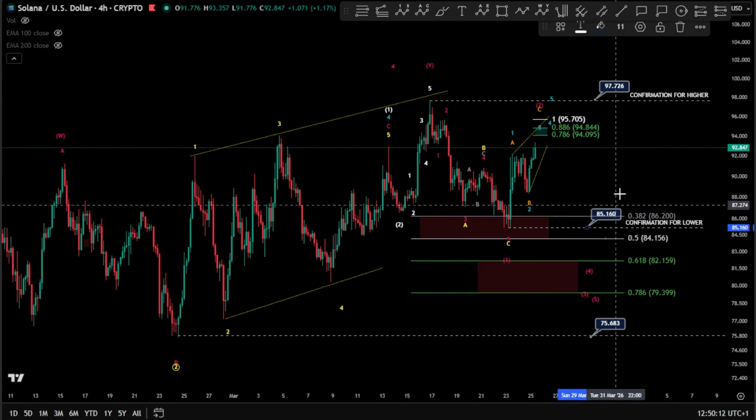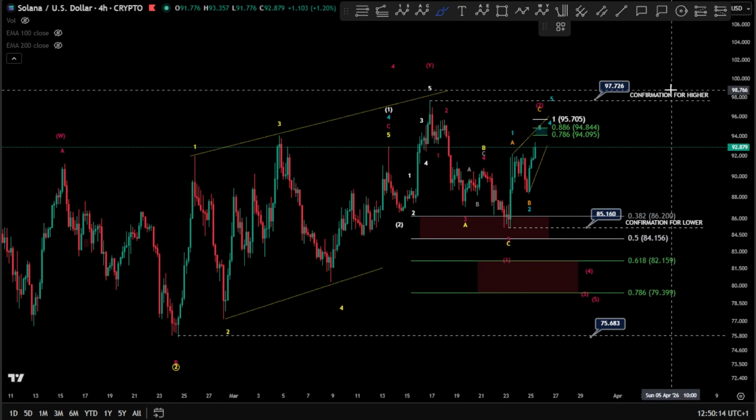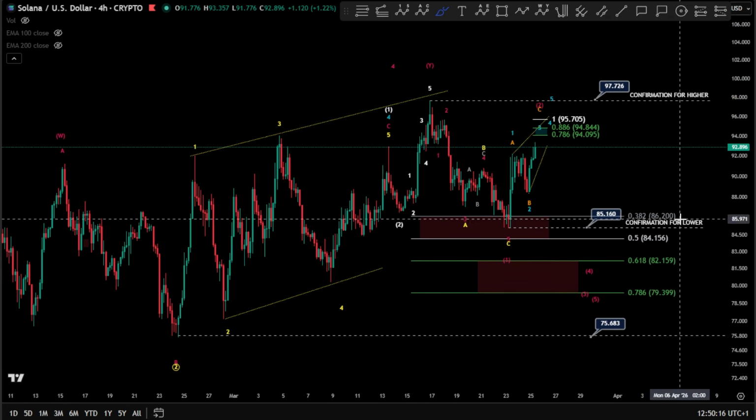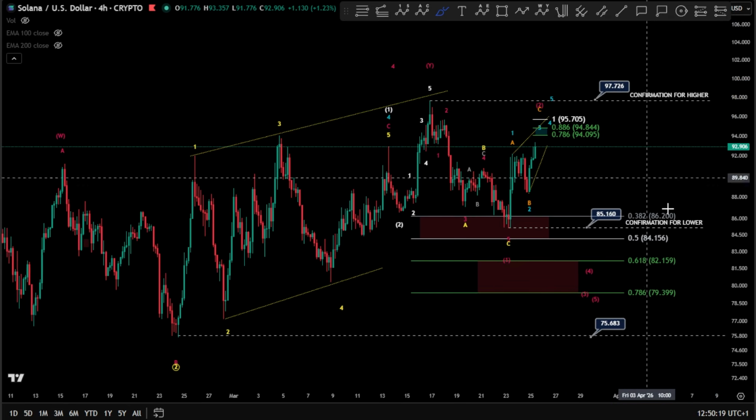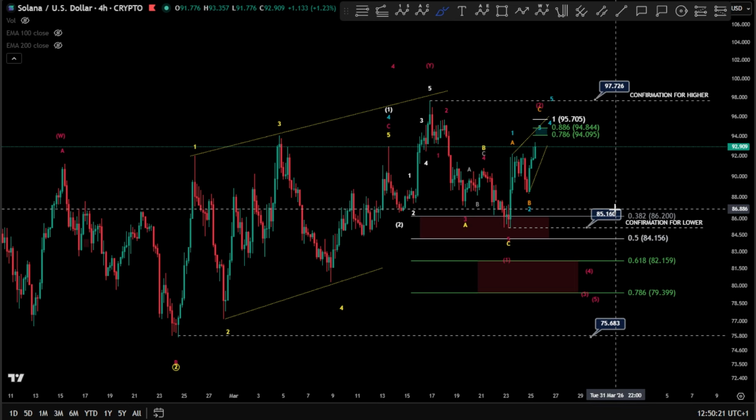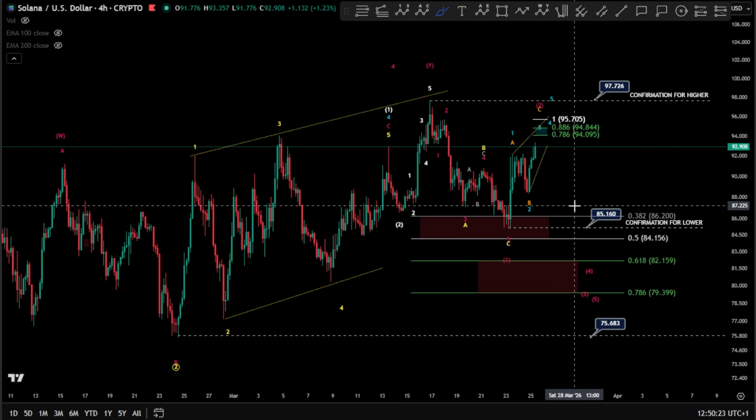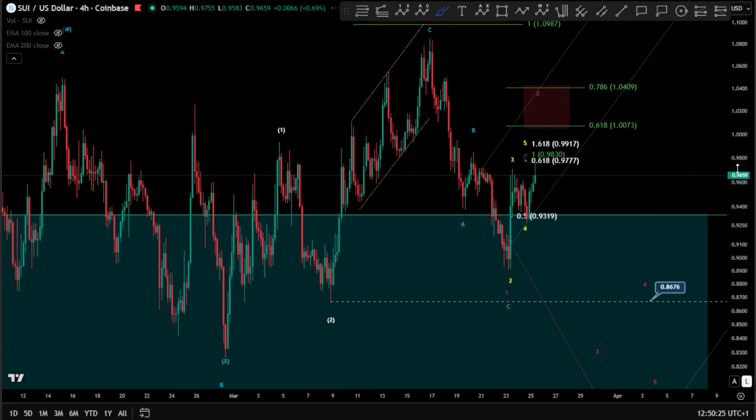Nothing yet is confirmed without taking this. I mean, that's why I called it confirmation. Once we take those key levels, then we can make a confirmation there that we are bearish or bullish, guys. That was it really for Solana.